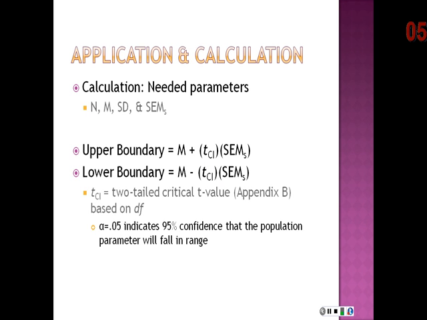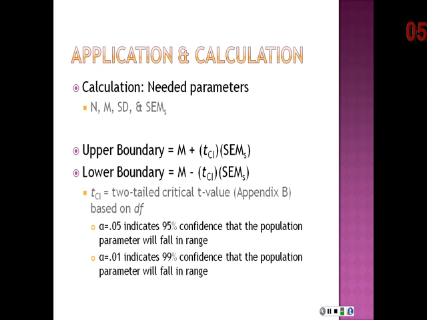And if we're looking at the book and we use the column that has an alpha level of 0.05, that indicates that we're giving 95% confidence that that population parameter will fall within that range. If we use the alpha level of 0.01, we're saying that we have 99% confidence that the population parameter will be in range. So what we need to do is find our critical t based on our degrees of freedom, and then find that specific number. And so we'll go on to calculate this, and you'll see what I'm saying.